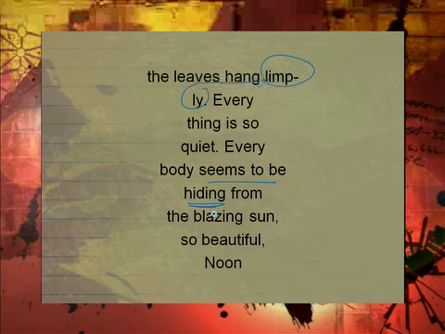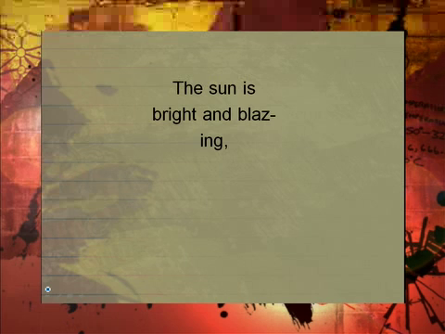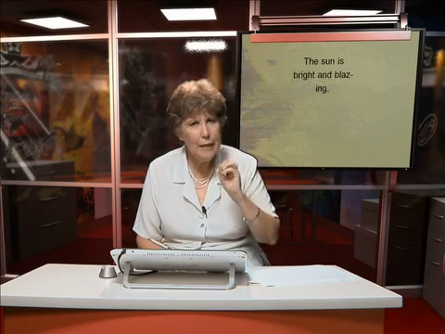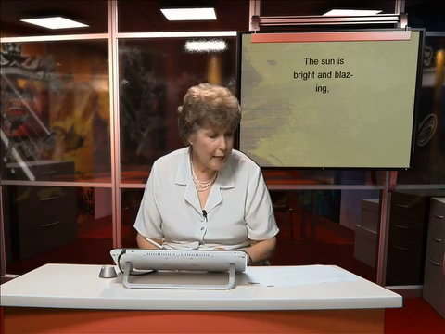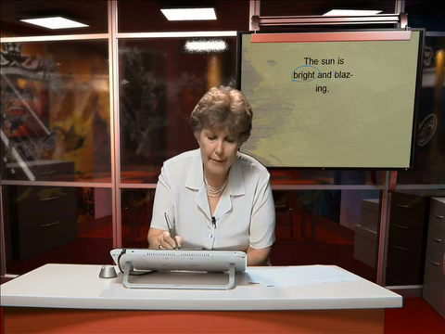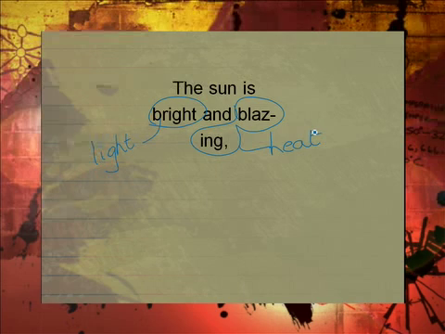Still looking at that section of the poem, does the speaker like noon? And your answer would be yes, because she says that noon is so beautiful. However, we said that you have to evaluate the message. And now we're going to look at it again in a slightly deeper way. The sun is bright and blazing. What are the connotations of bright and blazing? What are the ideas associated with that? Well, bright gives us light. Blazing gives us tremendous heat.